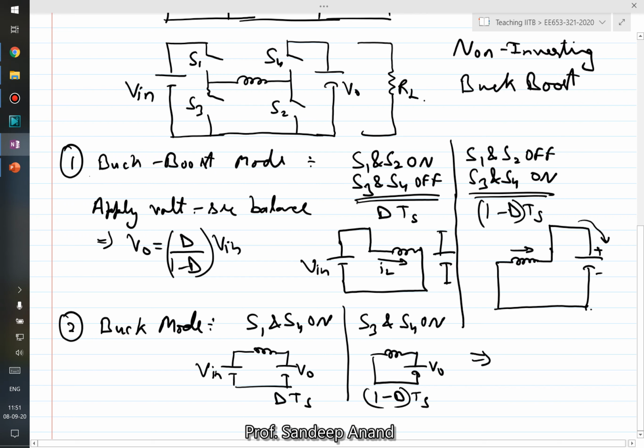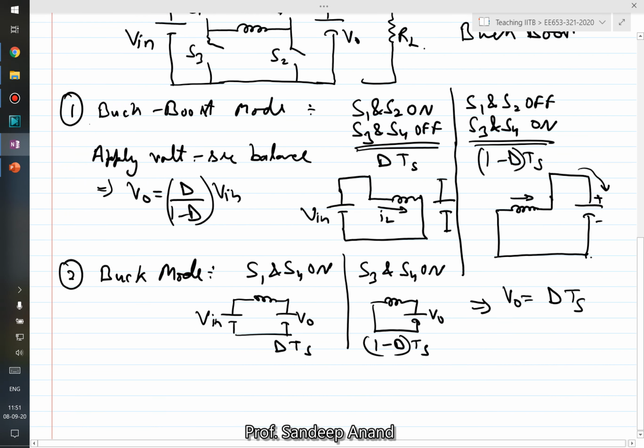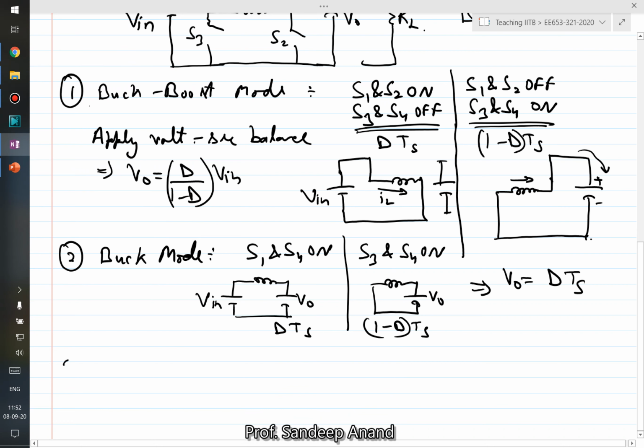And if you apply volt-second balance to this one, what will you get? V0 is equal to D times Vs. So the same circuit you can operate in buck mode also, right? And you can also operate it in just boost mode, which is also a possibility. I would not explicitly state that. I would suggest you give it a thought and see how the switching combinations should be if you only want to operate it in boost mode.